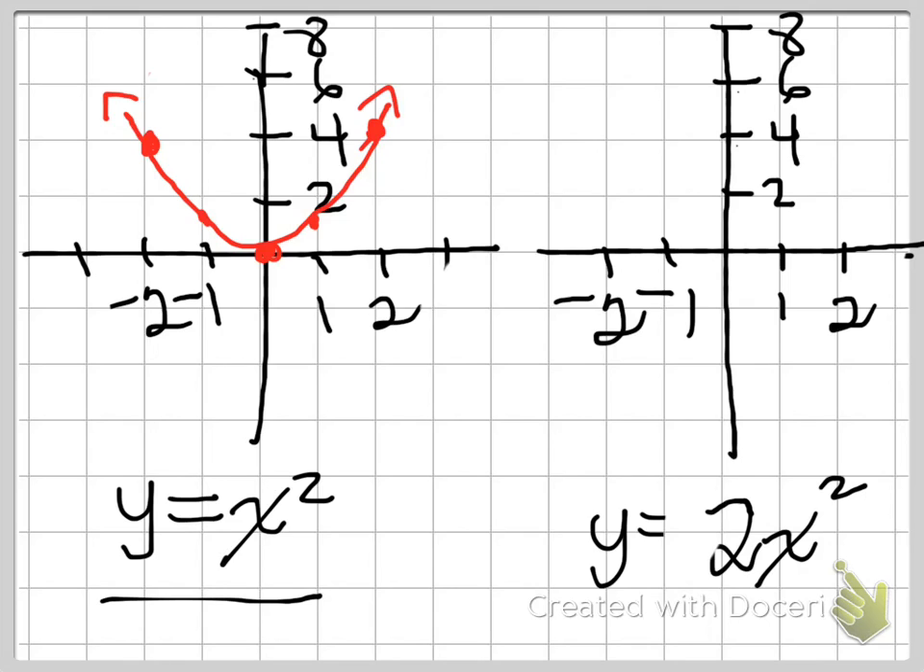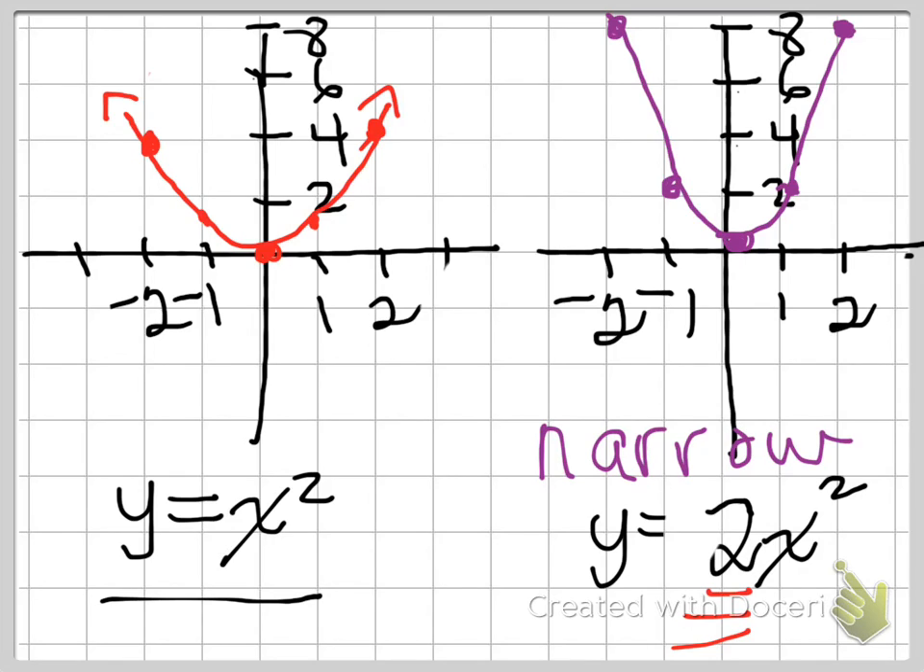Let's take a look at 2x squared. What happens when we multiply it by a number, in this case by 2? Let me change colors here. So at 0, it's still 0. At 1, 1 squared is 1 times 2 is 2. And at negative 1, it's also 2. At 2, well, 2 squared is 4, and 4 times 2 is 8. So at 2, it goes all the way up to 8. So you can see it's a sharper curve. And at negative 2, it's also 8. It's similar, but it's narrower. So a transformation did take place.